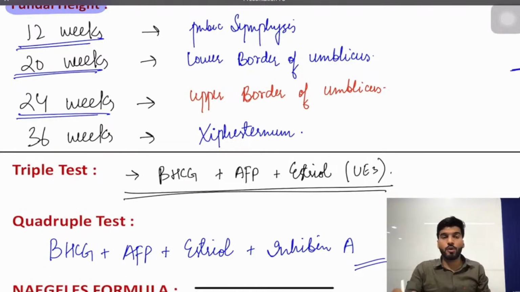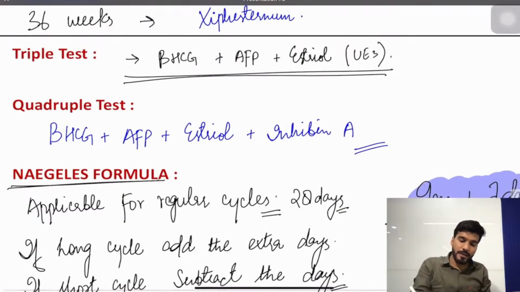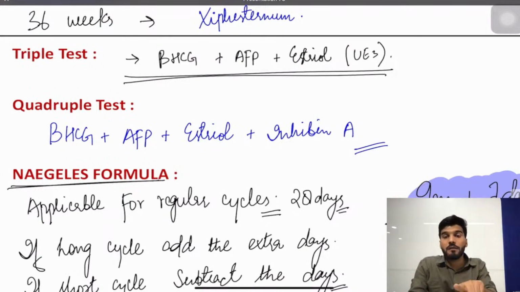Followed by that, the fundal height: at 12 weeks, pubic symphysis; 20, lower border of umbilicus; 24, upper border of umbilicus; 36, xiphisternum. Okay, triple test, you have 3 components: beta HCG, AFP, and unconjugated estriol, UE3. They can ask which of the following is not.